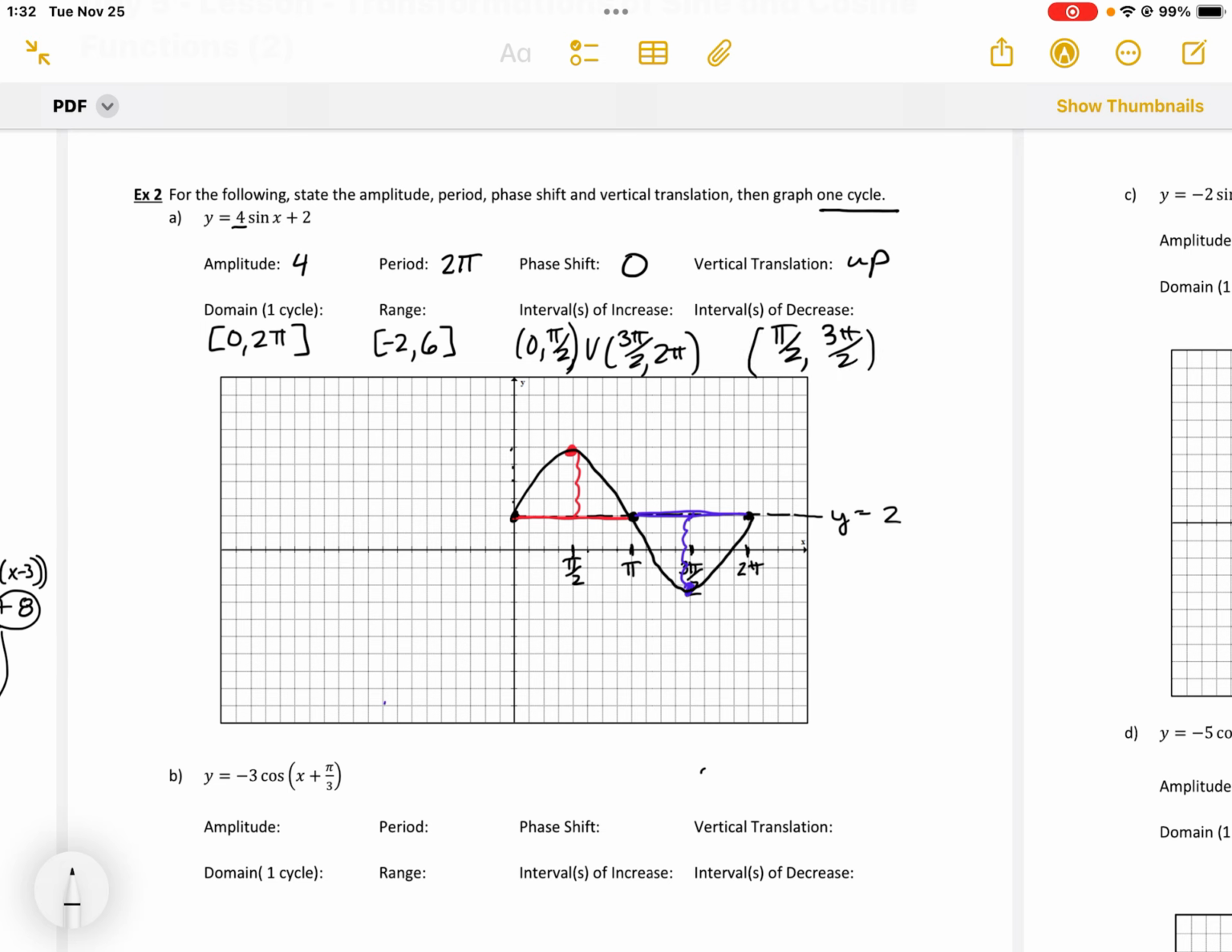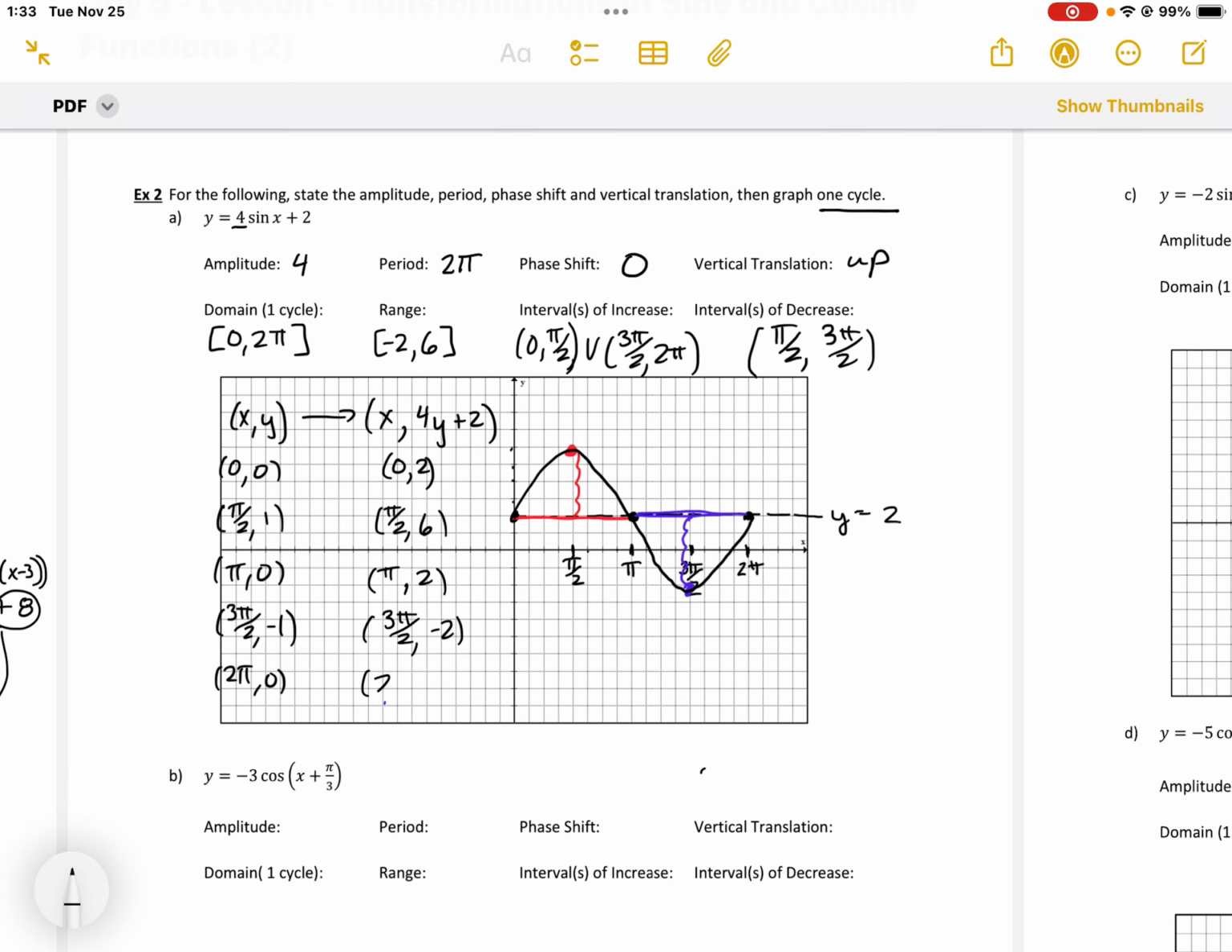I can also graph this using the mapping notation, where I start with (x, y), and I know that my only transformations right now are happening to my y coordinates. I'm using the 5 key points that I have from my parent graph, and I'm going to apply the transformations to them. So I would get (0, 2), (pi over 2, 6), (pi, 2), (3 pi over 2, -2), and then finally (2 pi, 2). So both methods work.